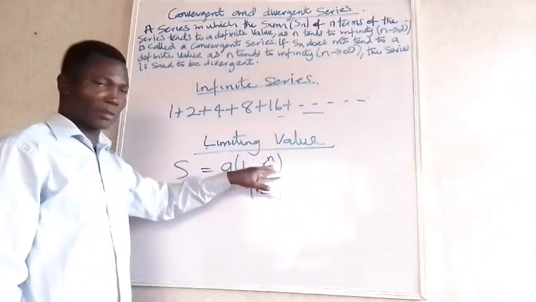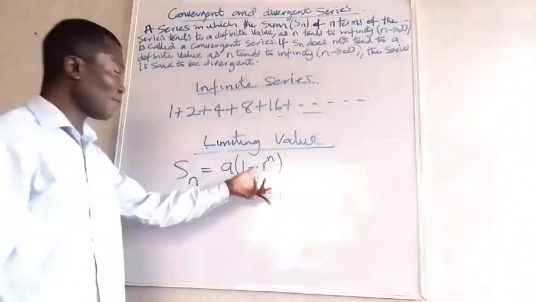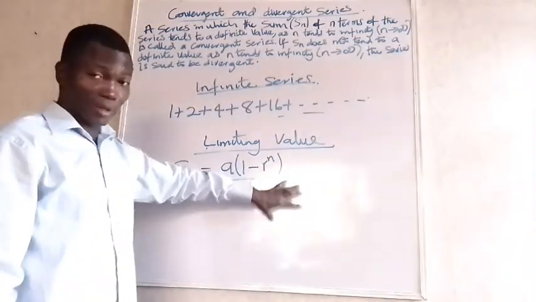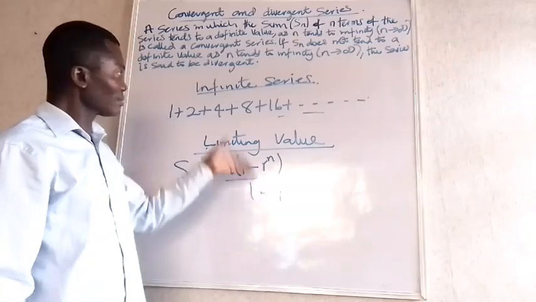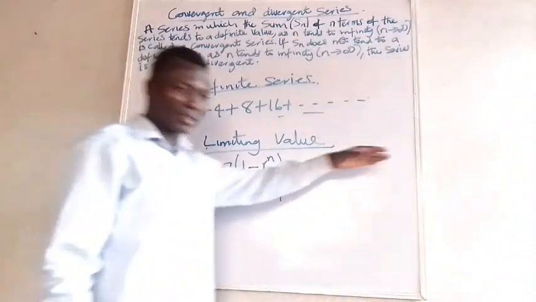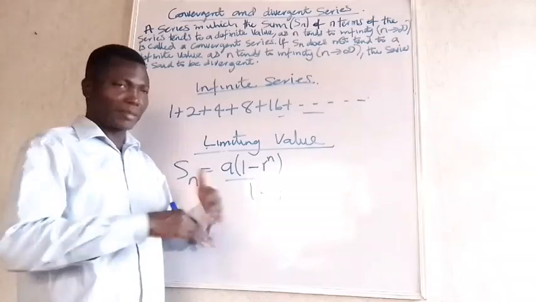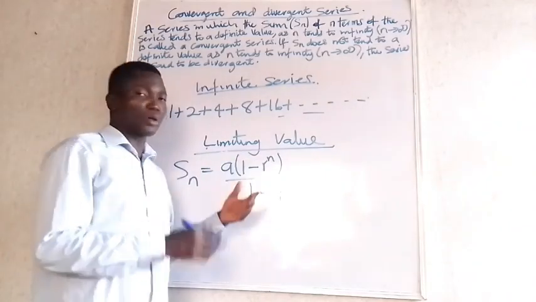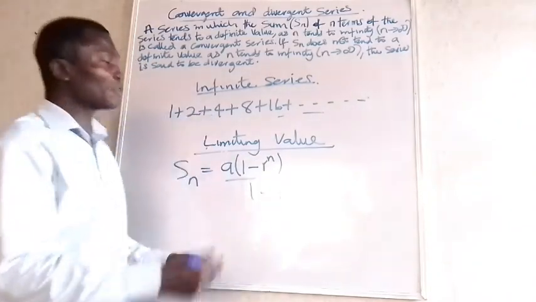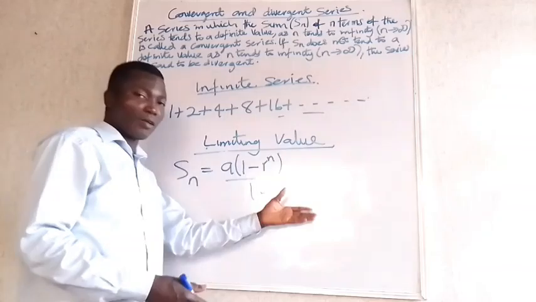If I can substitute infinity for n here, and I can find the value, so under this situation, the limiting value, I can get the value for this, and then I'll be able to say it is convergent. If I'm not able to find that, it is divergent. And this also helps me in some tests to know if it is convergent or divergent.